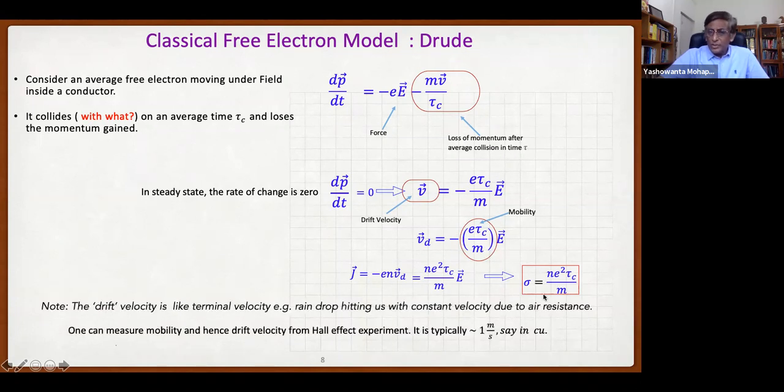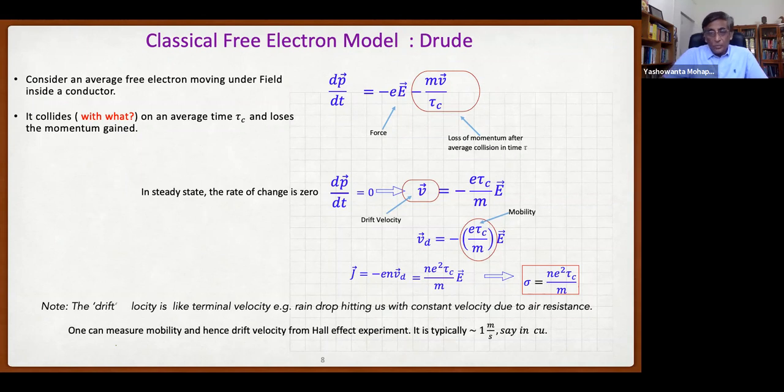So note that the drift velocity is like a terminal velocity. That is, for example, the raindrops hitting us coming from high above. They hit us with a terminal velocity. If they were not having air resistance and they would be accelerating under gravity all the while, by the time they reach us, they will have speeds like bullets.